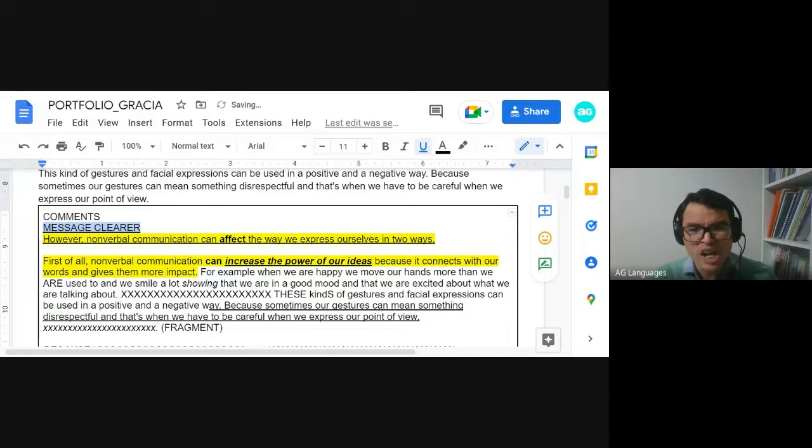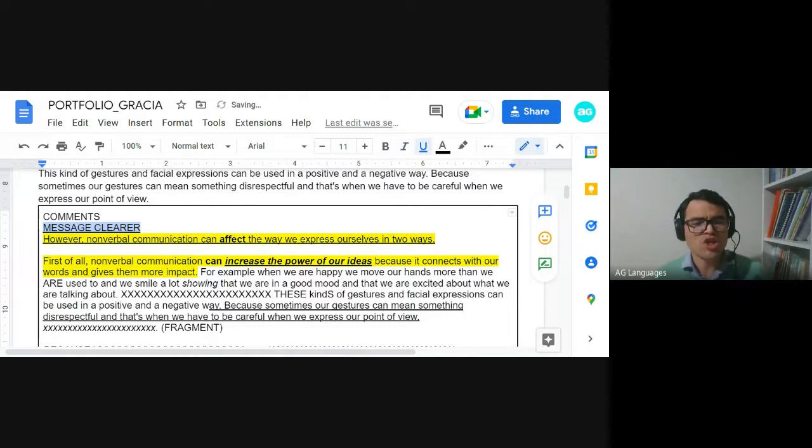For example, when we're happy, we move our hands more than we are used to, and we smile a lot, showing that we are in a good mood and that we are excited about what we are talking about. These kinds of gestures and facial expressions can be used in a positive and negative way, because sometimes our gestures can mean something disrespectful, and that's when we have to be careful when we express our point of view.